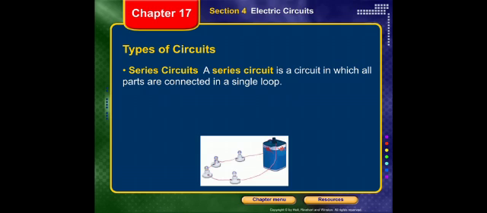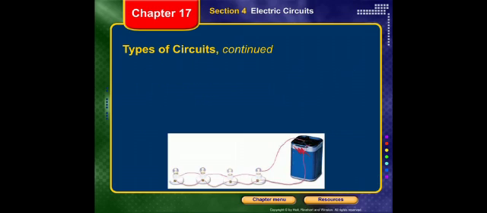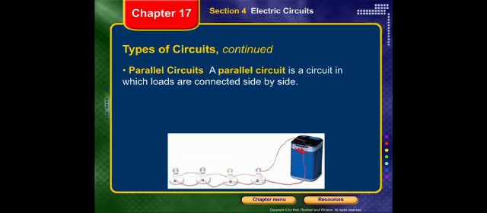In a series circuit, as we see in the picture, all parts are connected in a single loop, and there is only one path for charges to follow through the circuit. All nodes share the same current. An advantage of the series circuit is its use in wiring a burglar alarm. If any part of the circuit fails, there is no current in the system, and the alarm will sound. The second type of electrical circuit is the parallel circuit.